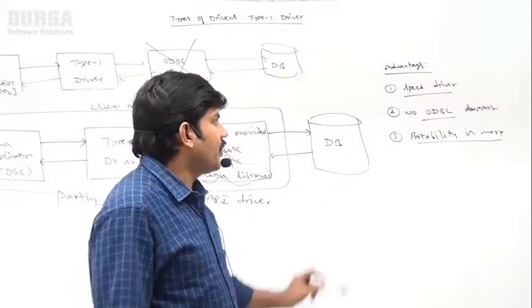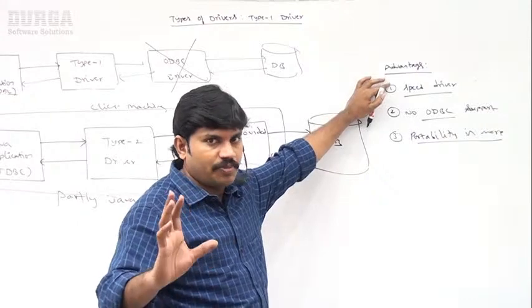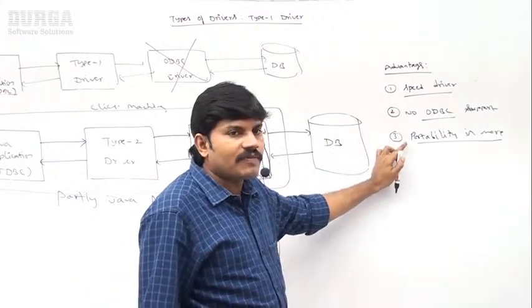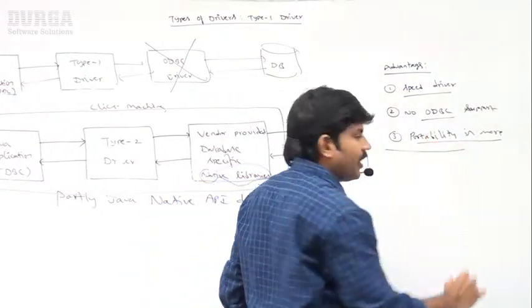So up to this, what are the various advantages? When compared with type 1, it is a relatively faster driver. Next, ODBC drivers are not required for type 2. After that, portability is relatively more. That's all, these are the advantages.